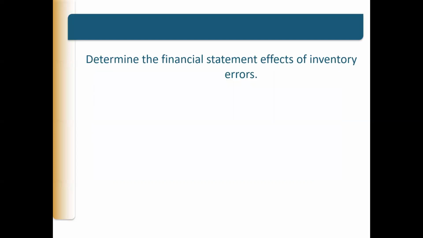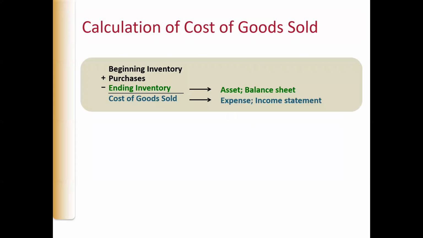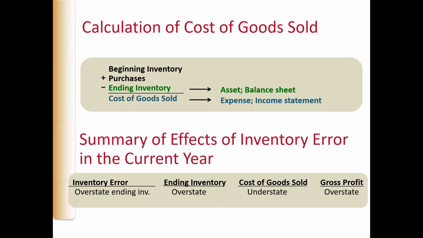Now, when errors happen in inventory, in the end, over a 2-year period, it's all going to balance out. But one year will overstate one item and understate another item. So when there is an overstating of your ending inventory, what does that do? It overstates your ending inventory. It understates your cost of goods sold, which ultimately makes your net income higher.